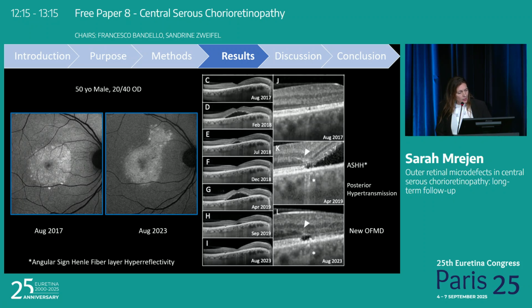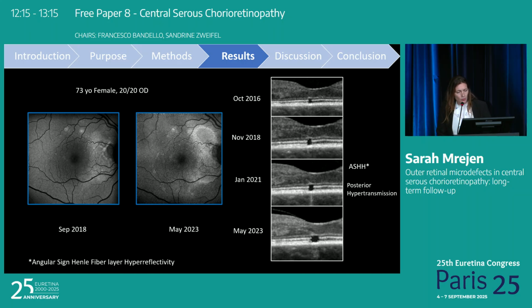Another case here, it's another configuration. After resolution of subretinal fluid, it's a chronic recurrent case. You can see the occurrence of outer foveal microdefects after resolution of subretinal fluid. So there is a kind of a diffuse outer retinal atrophy and also some focal outer foveal microdefects. This is another configuration. In that case, the patient had CSC, but you can see the subretinal fluid was really nasal, and these outer defects seem to occur in an area where there was no previous fluid.